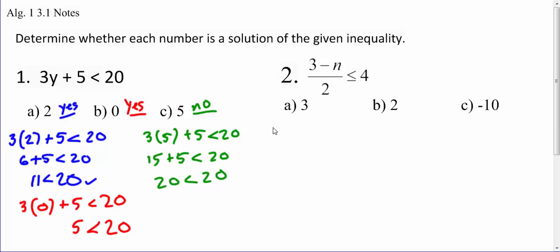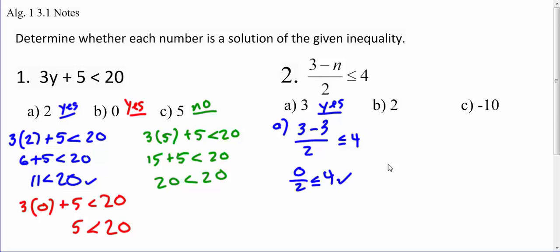Alright, same instructions for number 2. Let's look at part A. We'll do 3 in place of n, so we'll do 3 minus 3 divided by 2 is less than or equal to 4. That's 0 divided by 2 is less than or equal to 4. And we know that to be true, so we can just go ahead and put yes.